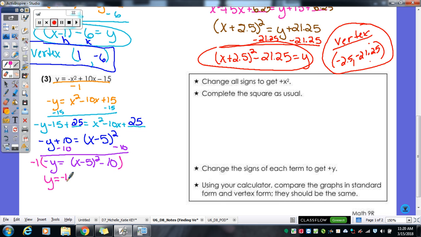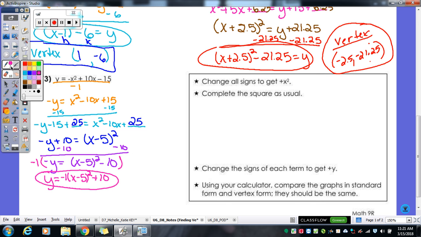I can't actually distribute that negative 1 through my parentheses because the parentheses are squared. So order of operations, I would have to multiply that out first and then I could distribute the negative 1. But we're not going to do that because we want it to stay squared because we want vertex form. So the negative 1 just goes out in front of it. And then our negative 10 turns to positive 10. So now it's in vertex form.